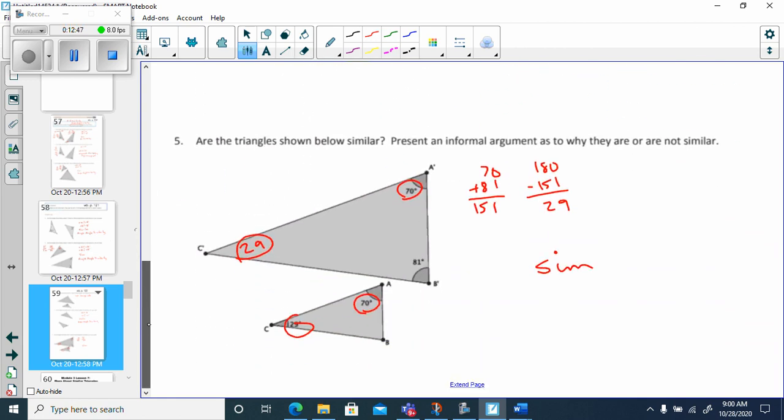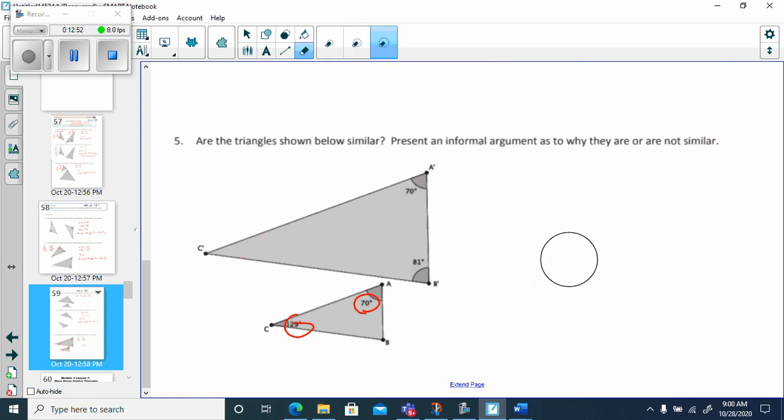Okay, and then I've got one more of these down here we're going to look at. Remember, we're looking for two sets of corresponding angles that are congruent. This only works for triangles. This angle similarity. Okay, so let's try this last set here. Angle A is congruent to angle A prime.